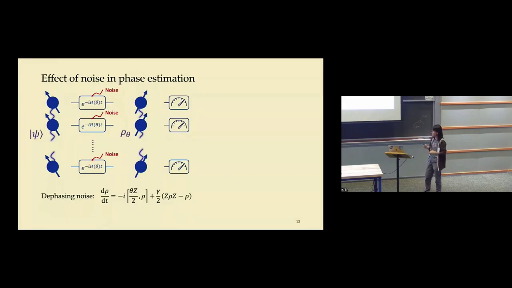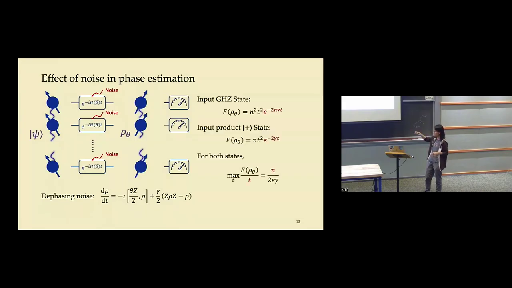That means you have this Pauli Z rotation, but then you also have some dephasing noise in the situation. And then you still consider the optimal input state in the noiseless case, which is the GHZ state, and the product of plus state. And you can see that the Fisher information is still going to have a coefficient that scales like n squared t squared, but then it is decaying exponentially with a coefficient proportional to n times t.